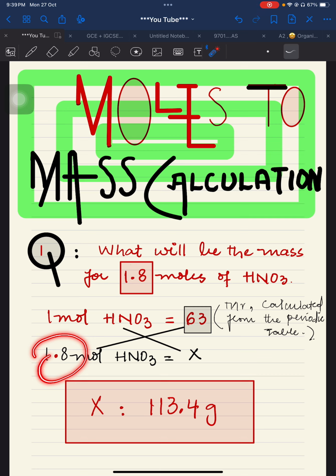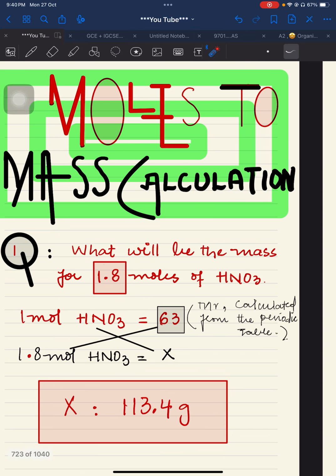I can say that 1.8 moles of nitric acid will become X. So it will be simple. 1 mole of nitric acid is 63, and 1.8 moles of nitric acid will become X. I just multiplied it, and the answer is 113.4 grams. In this way, we have calculated the mass for this many moles of nitric acid.